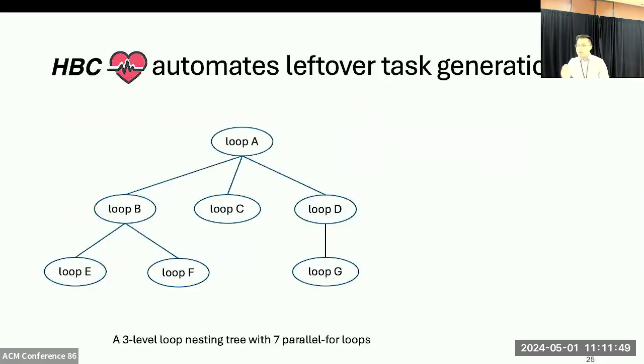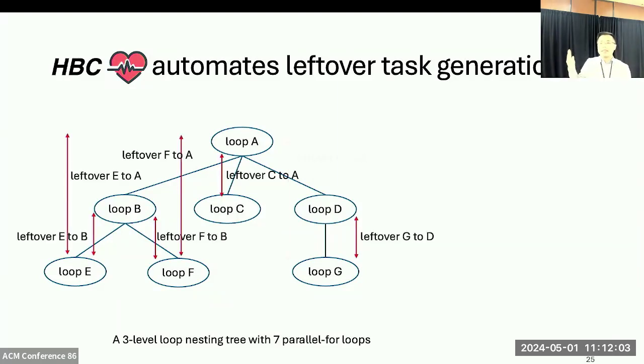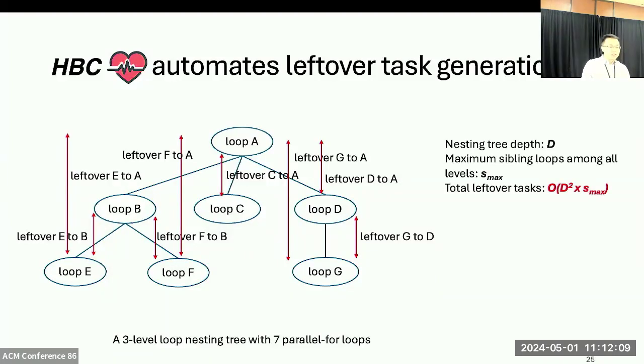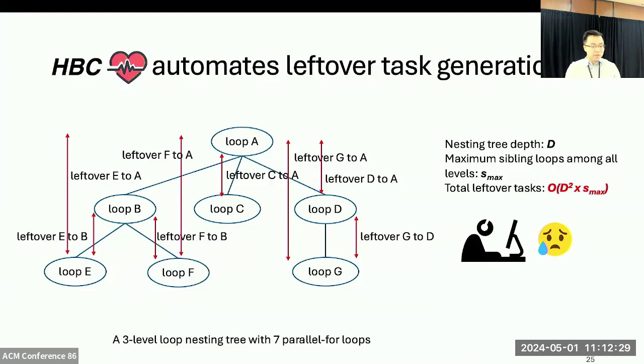As you can imagine, for a simple nested for loop, we have one type of leftover task. But the problem is when you have a more complex loop structure, in this case seven parallel for loops. Because of the dynamic nature of heartbeat scheduling, you have so many leftover tasks to generate. How many do you have to generate? Suppose you have a loop nesting tree of level D, and we denote S max to represent the maximum sibling loops across all the loop nesting levels. The total number of leftover tasks is bounded by D squared times S max. That's so much. This is too much of an ask from the programmer.